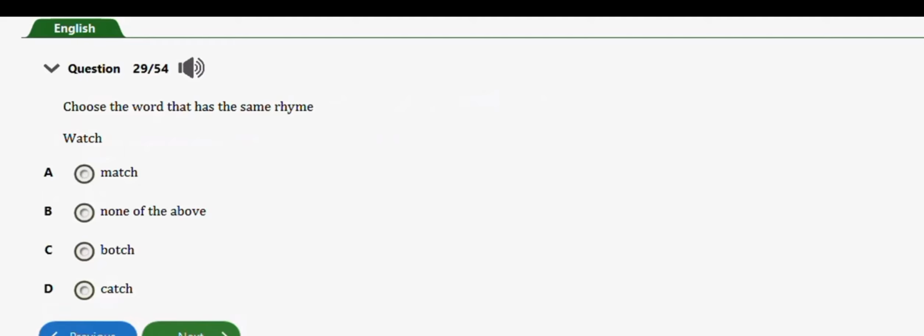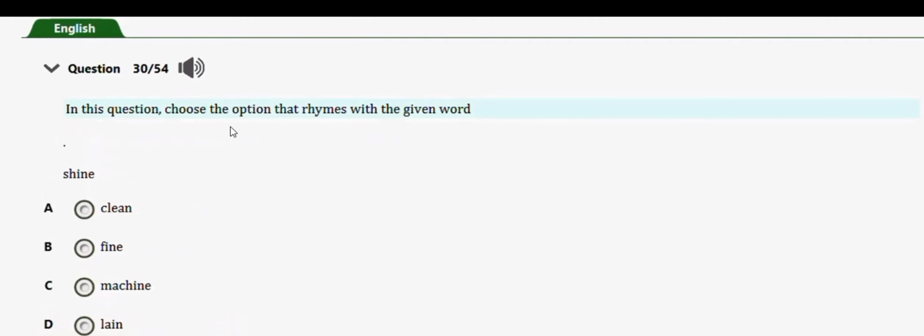Next question. It says the one that has the same rhyme with shine. We have clean, fine, machine, lane. The right answer is option B, which is fine. Okay, so next question is this one. Choose the option that rhymes with the given word right. We have rim, list, with, right. So the right answer to this question is option D, which is right.